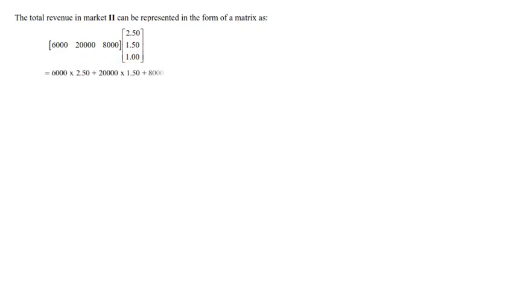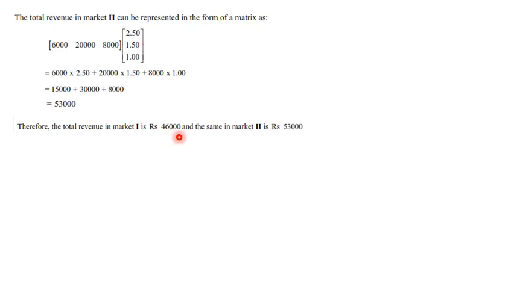Just multiply it. 6,000 into 2.50 plus 20,000 into 1.50 plus 8,000 into 1, first row and first column. That's all. Then multiply it, that is 15,000 plus 3,000 plus 8,000, adding, the final answer is 53,000. Just pick and write the final answers: rupees 46,000 he gets from market 1 as his revenue, and from market 2 he gets rupees 53,000.